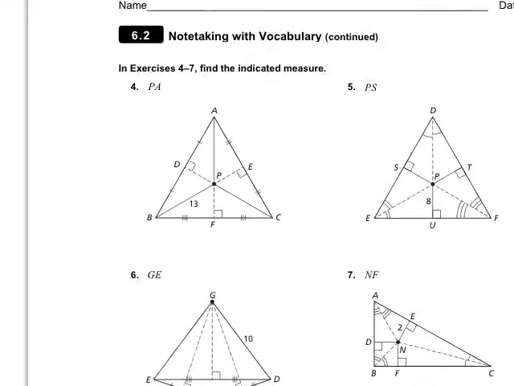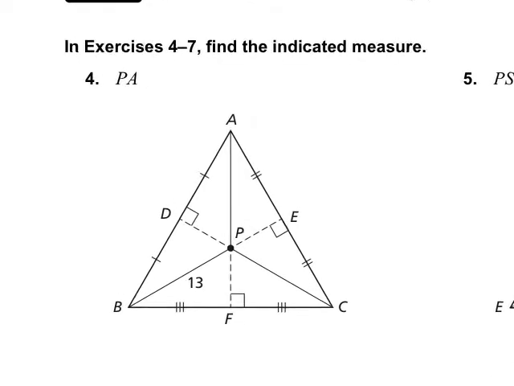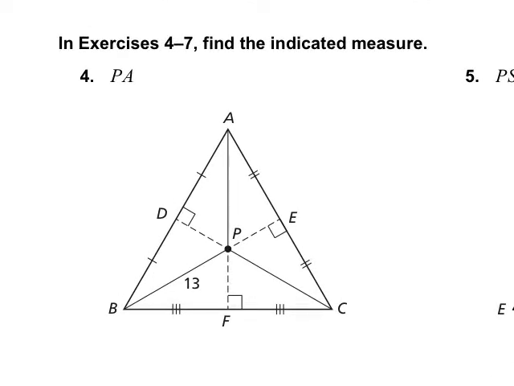Okay, so let's focus in on number 4. First I have to decide what kind of point I have. Because I'm given these congruency markers here, here, and here, and I also see the perpendicular markers, it looks like the 3 dotted lines are my perpendicular bisectors. If I look back up to my notes, I know that 3 perpendicular bisectors make this the circumcenter.